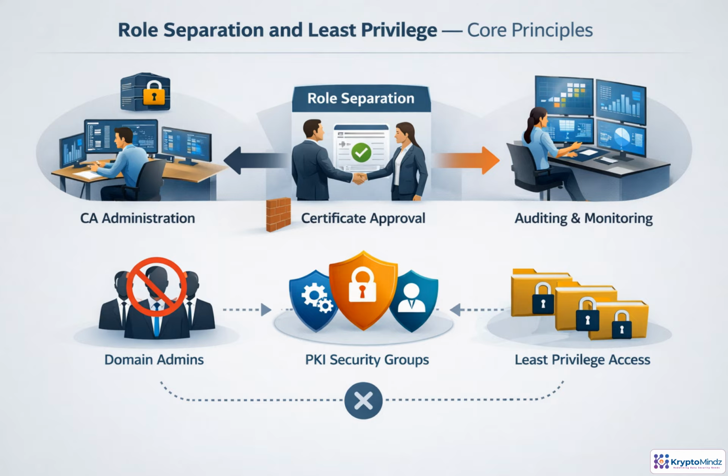Role separation means different people own different parts of CA operations. One team runs the CA service, another approves certificate requests, another handles backups, and another audits activity. No single account can bypass every control. Least privilege means each role gets only what it needs. Specific PKI security groups, not broad domain admin rights. Keep these groups tightly scoped, use separate admin accounts, and review who's in which role as part of your regular governance.